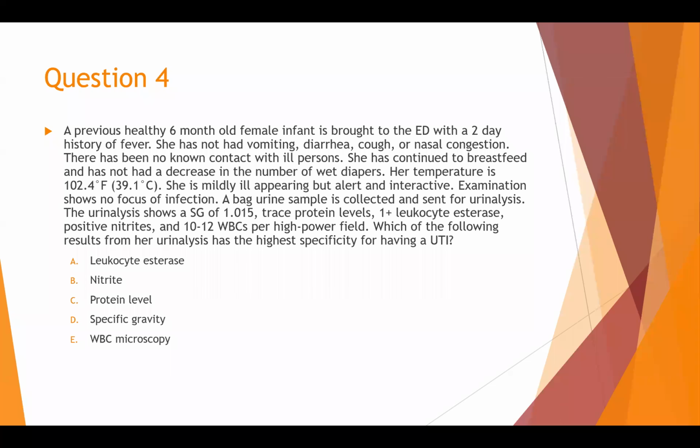So a 6-month-old female is brought to the ED with a 2-day history of fever. She's not had vomiting, diarrhea, cough, congestion, no sick contacts. She continues to breastfeed and has not had a decrease in number of wet diapers. She's got a temp of 102.4. She's also mildly ill appearing, but interactive. No source of infection. A bag urine is collected and sent for urinalysis. SpecGrav 1015, trace protein, 1+ leukesterase, positive nitrites, 10 to 12 whites. So which of the following results from her urinalysis has the highest specificity for having a UTI?